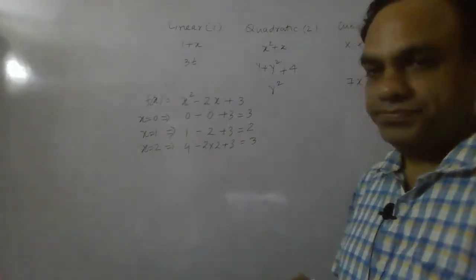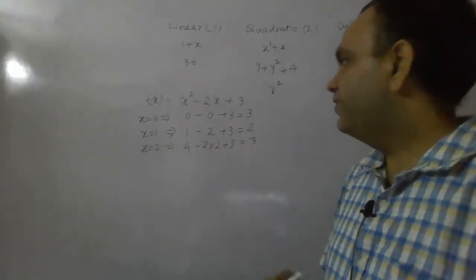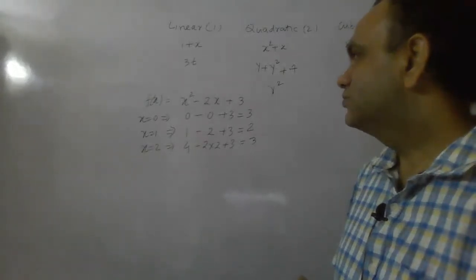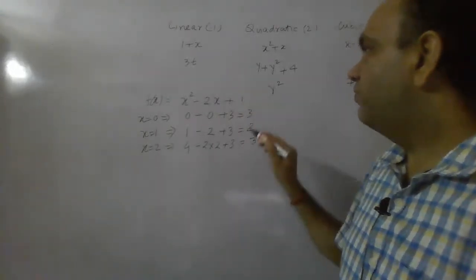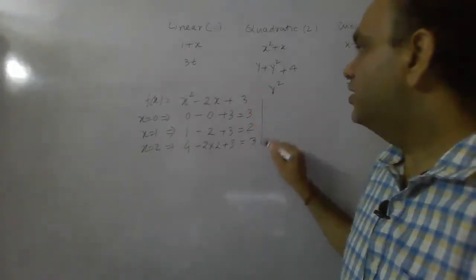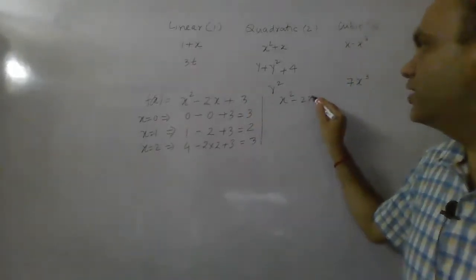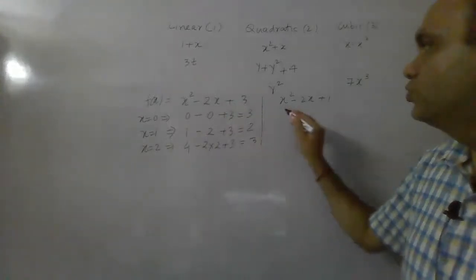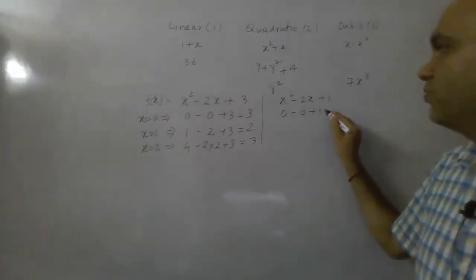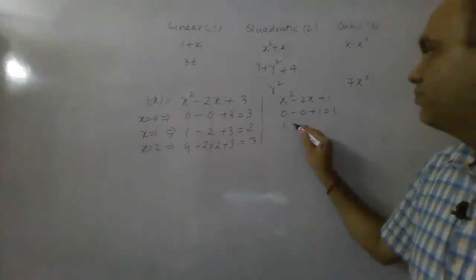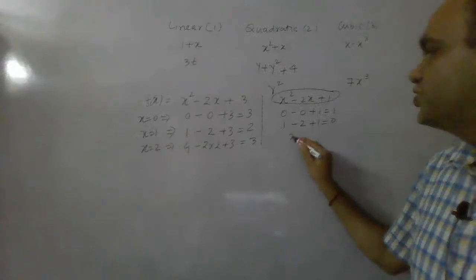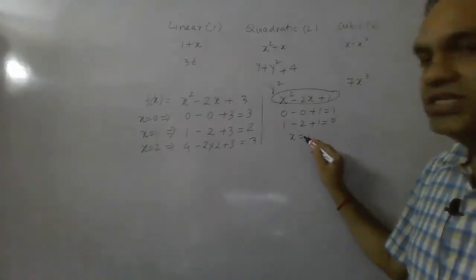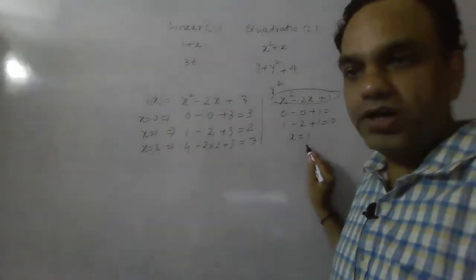But let's look at this. If we have this value as 1, then what will be the case? I'll write x square minus 2x plus 1. For x equal to 0, 0 minus 0 plus 1 is 1. For x equal to 1, 1 minus 2 plus 1 is 0. So for this equation, x equal to 1 is a zero.